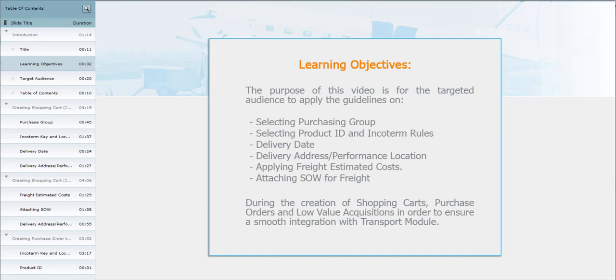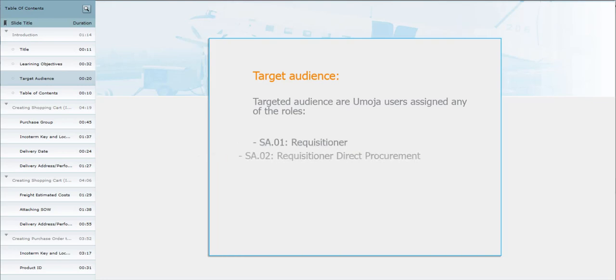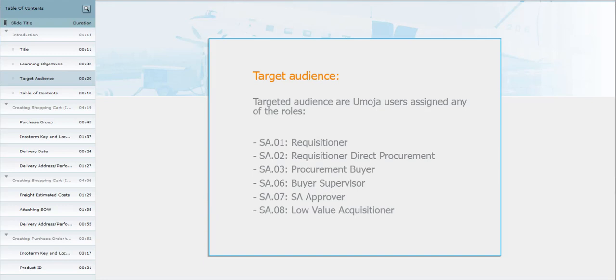Targeted audience are Umajar users assigned any of the roles: Requisitioner, Requisitioner Direct Procurement, Procurement Buyer, Buyer Supervisor, SA Approver, Low-Value Acquisitioner, and SA Approver Procurement.